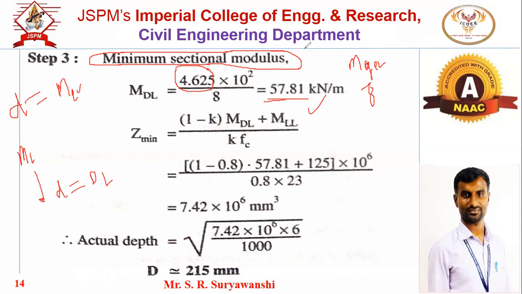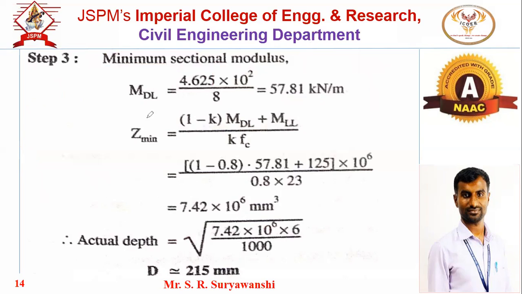Now, for minimum section modulus, this is the formula we have as per the design steps. So Z minimum is equal to (1 minus K) into moment due to the dead load plus moment due to the live load, divided by K into FC. Now putting all the corresponding values, what do we get here?